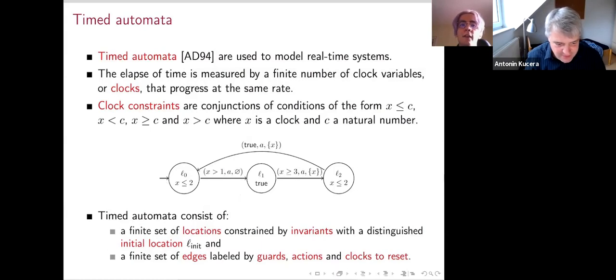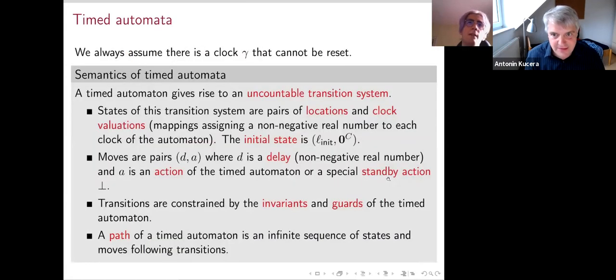And we also have a finite set of edges, each labeled by a guard, an action, and a set of clocks to reset. So for instance, the edge from L1 to L2 has the guard x greater than 3, uses action A, and resets clock x. We will always assume that there is a clock gamma in all timed automata that cannot be reset.